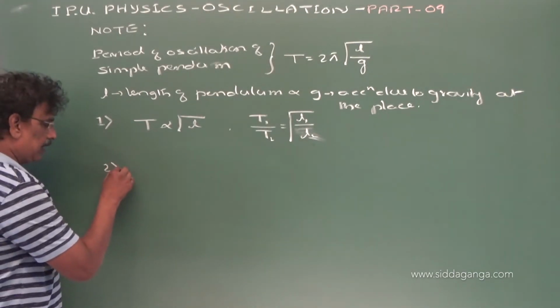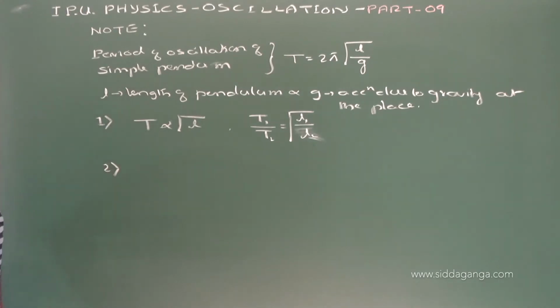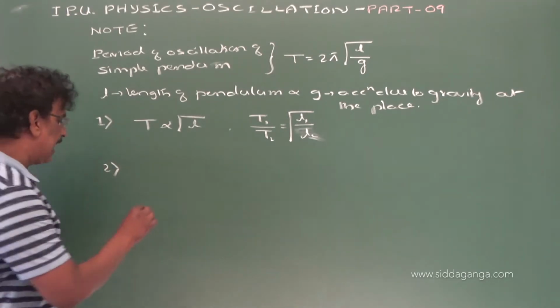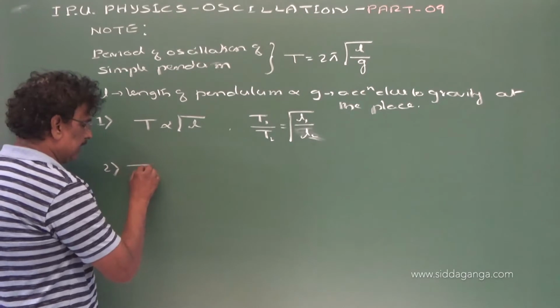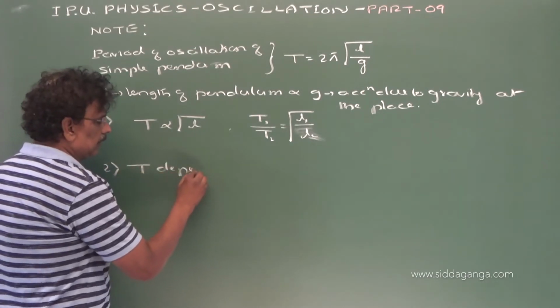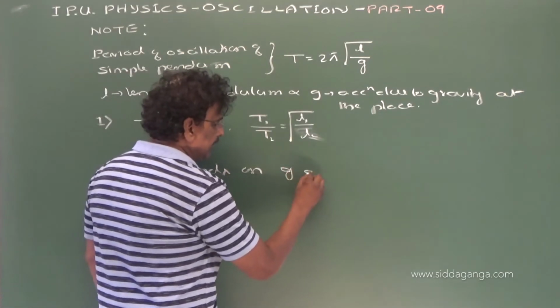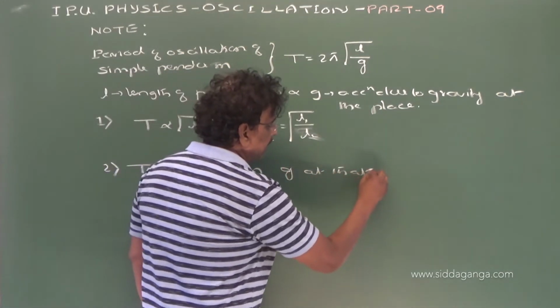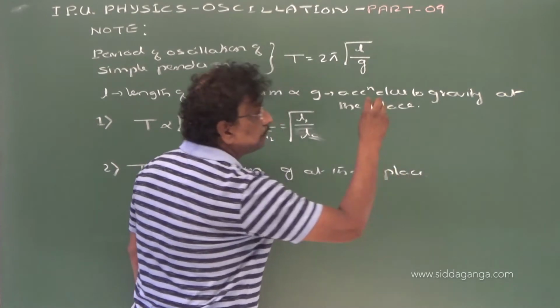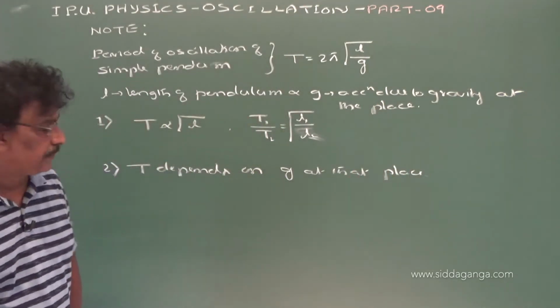Now number 2, acceleration due to gravity, meaning the period T depends on g at that place.